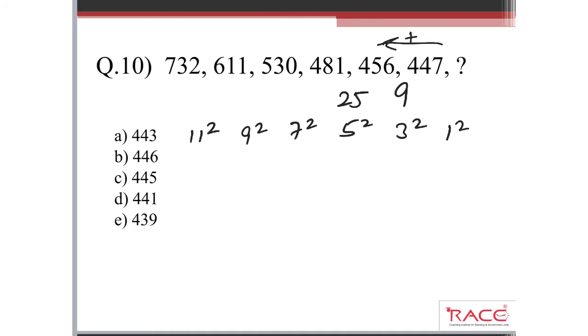447 plus 9, it is 456. So plus 1, it will be 446. 6 plus 1 is equal to 447. So B is our answer.